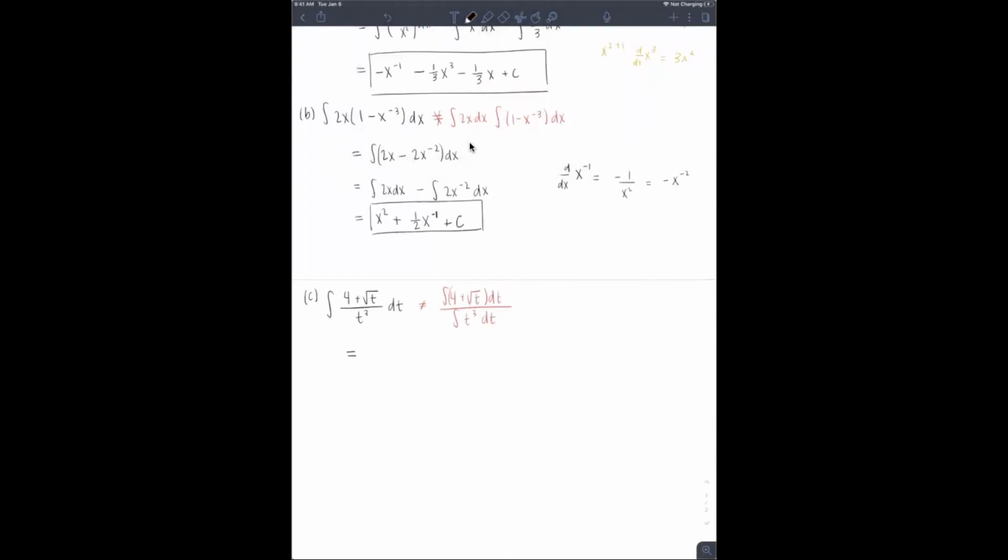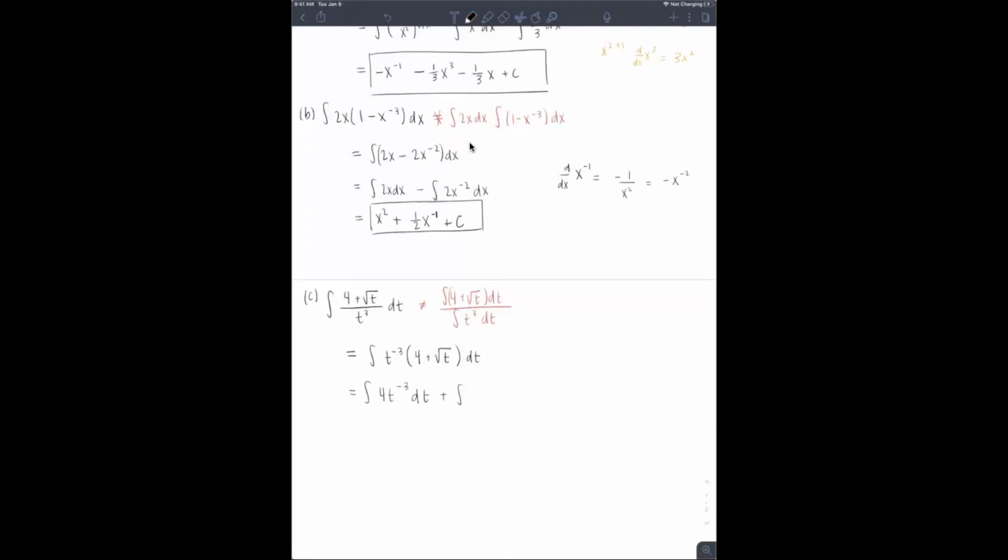Yeah, I can make it t to the -3, and then I can distribute it, right? So 4, or here, let me do it this way first. So t to the -3 power times 4 plus the square root of t dt. And so then you can distribute it and you get 4 t to the -3 power dt plus the integral of the square root part here.